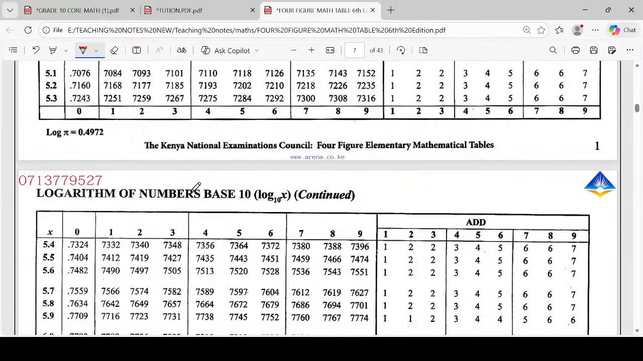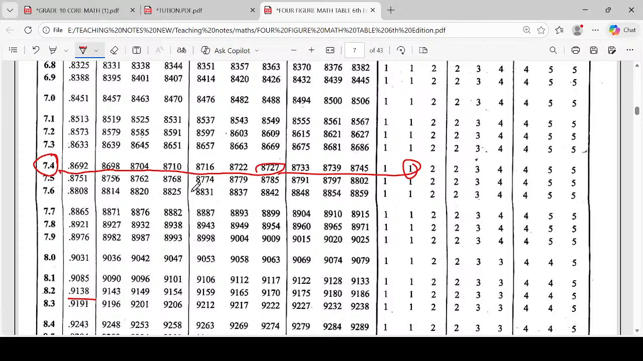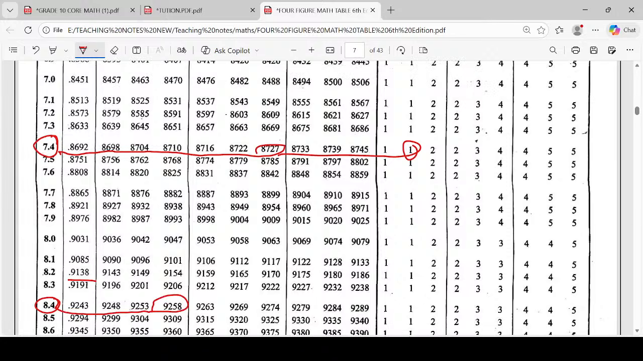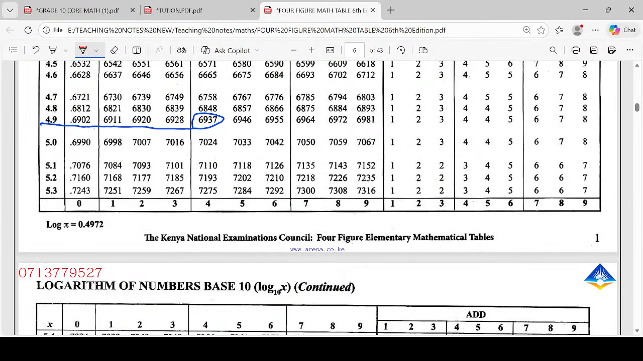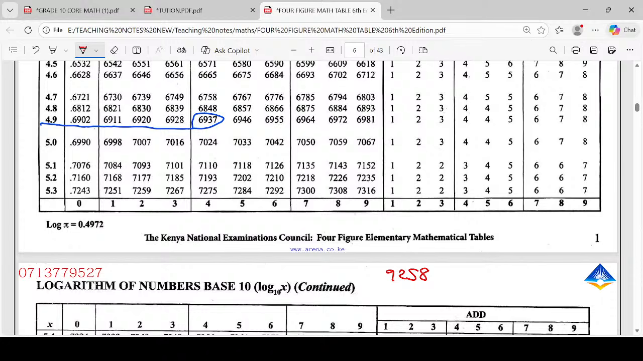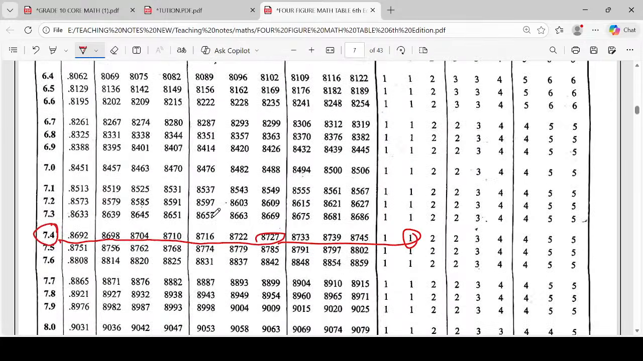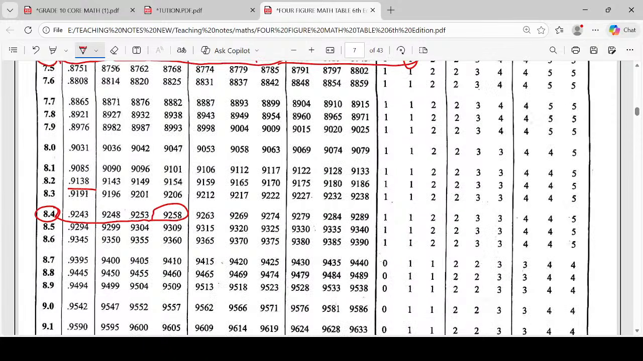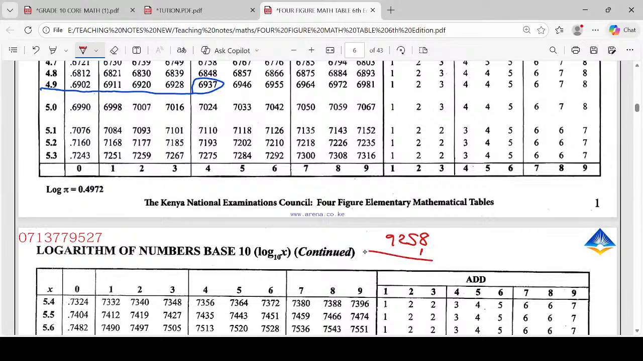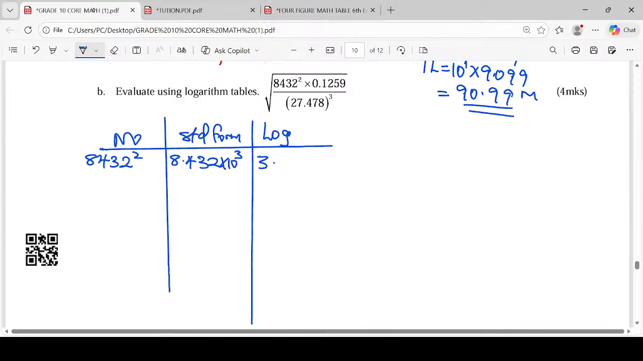Log of 8.4, then 3. Let's look at it. 8.4 is here. 3 is here. 0.9258. So we have 0.9258. But we have these 2 remaining. So we are extending the same to 2. When you extend it to 2, you get 1. And the value there is add. When you add, this will become 9259.